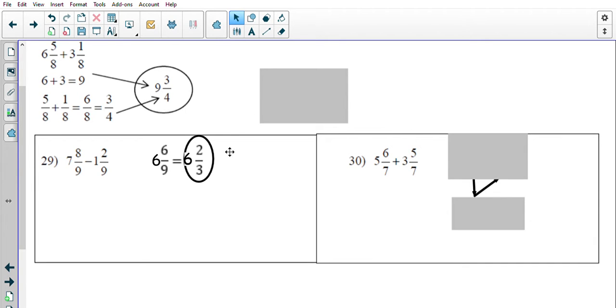So you can see I made a little typo there that I had to fix without having to retype those notes on a different document and copy them over. So it should be 6 and 2/3.